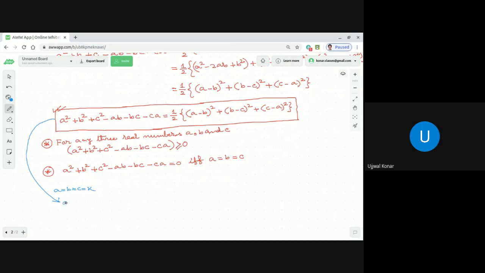We are going to get A square plus B square plus C square minus AB minus BC minus CA equal to, on the right-hand side, half of (A minus B) whole square. A minus B means K minus K, whole square, plus (B minus C) whole square, that is K minus K whole square, plus (C minus A) whole square, that is K minus K whole square. Correct or not?